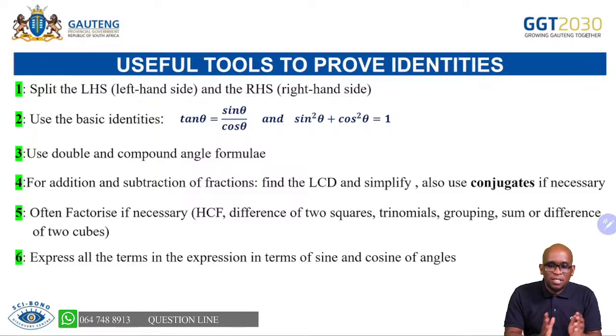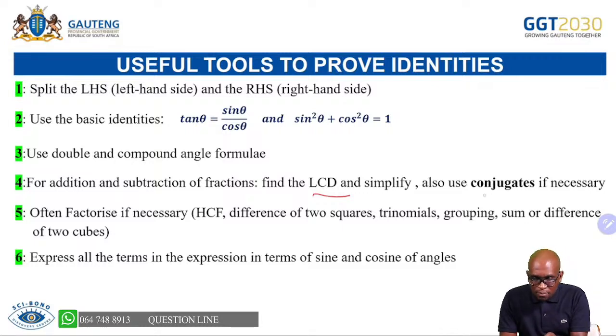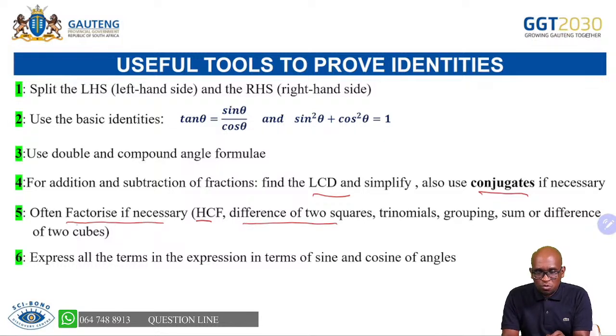Useful tools. We split the left-hand side and the right-hand side. That is the first thing that we do. And then we use basic identities where tan is sine divided by cos of an angle, and the sine squared of an angle plus the cosine squared of an angle is equal to 1. And then we can use the double and compound angle formulae. For addition and subtraction of fractions, remember the LCD, and sometimes we may need to use the conjugate, which is very important. At times we will also need to factorize: highest common factor, difference of two squares, trinomials, grouping, sum or difference of two cubes.